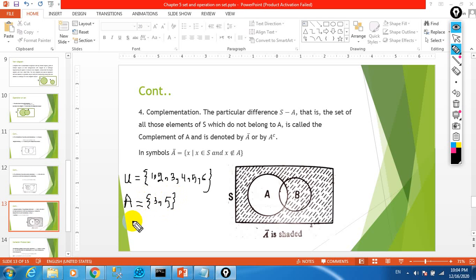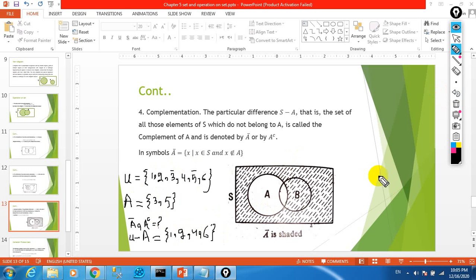So now if I tell you to find A complement, then A complement is equal to U minus A. Sorry, 3 will not be included in U minus A. So we can write 1, 2, 4 is included, 5 is not included and 6 is included.